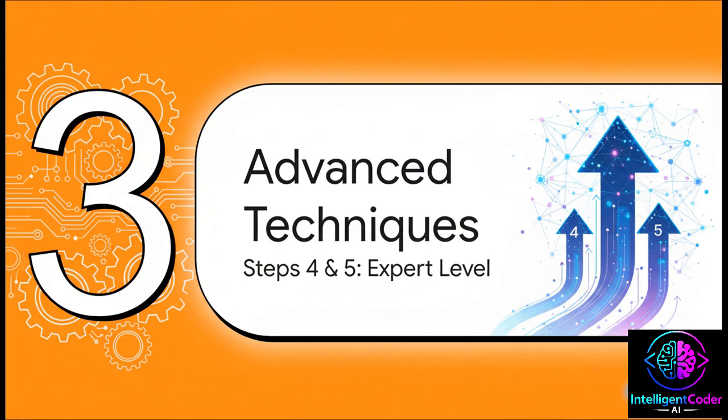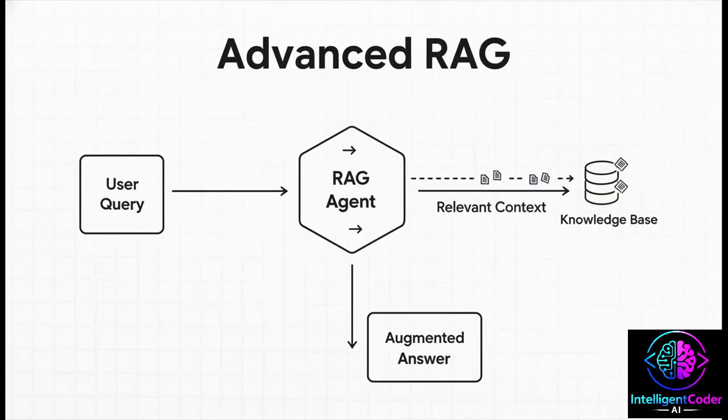All right, so our foundation is solid. We know how to orchestrate complex tasks. Now it's time for the really fun stuff, the advanced techniques. Steps 4 and 5, this is what's going to take you from just being competent to being a real expert in this space. Step 4 is all about RAG, Retrieval Augmented Generation. This is a huge one.